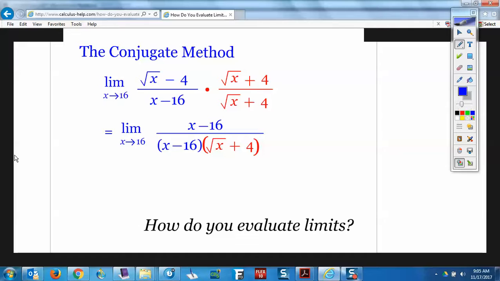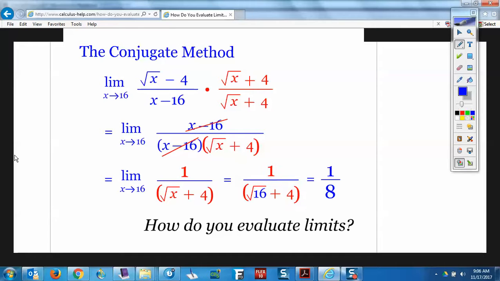You don't want to multiply the denominator out. Leave them as separate factors. Since I have x minus 16 in both the numerator and denominator, I can cancel them, just like I canceled like terms in the factoring method, and I'm left with the limit as x approaches 16 of 1 divided by the square root of x plus 4. Do you see why we didn't want to multiply out the bottom? It makes simplification much easier.